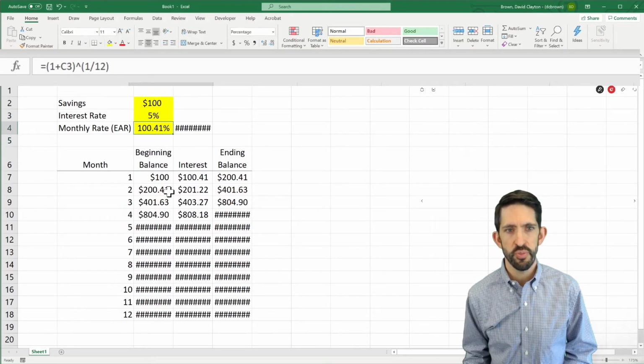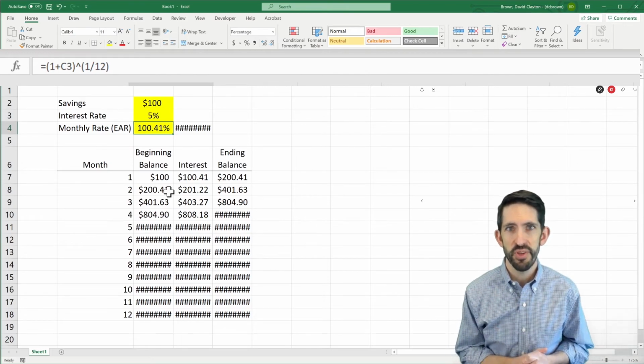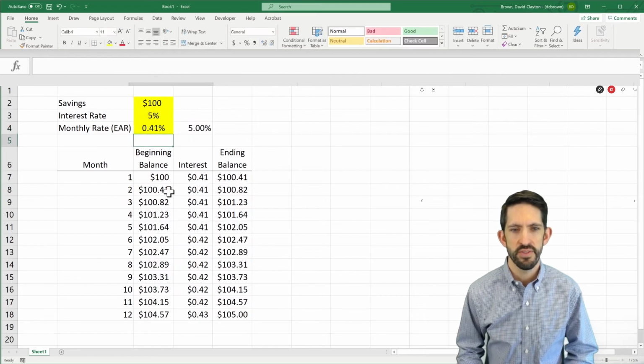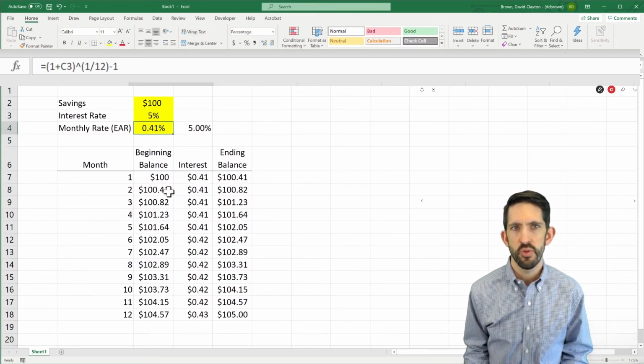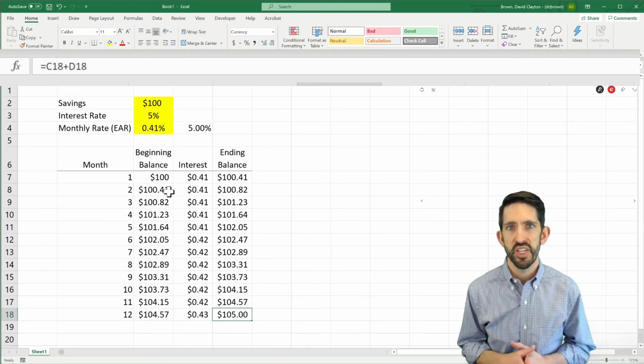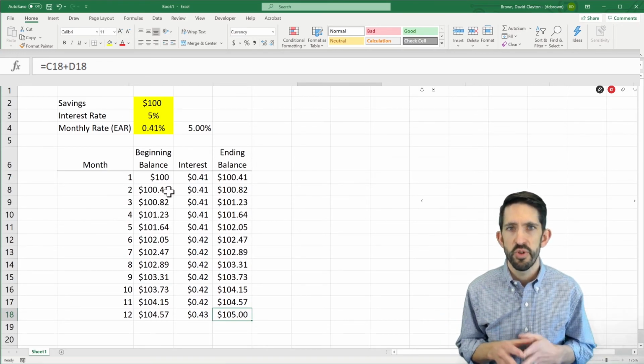Otherwise, we end up with a really huge looking interest rate. So if you end up with 100% monthly return, you forgot to subtract off the 1. You can go in, take the 1 off, and now we see we're earning 4.41 basis points a month, which by the end of the year leaves us with exactly an extra $5 of interest, which makes sense.